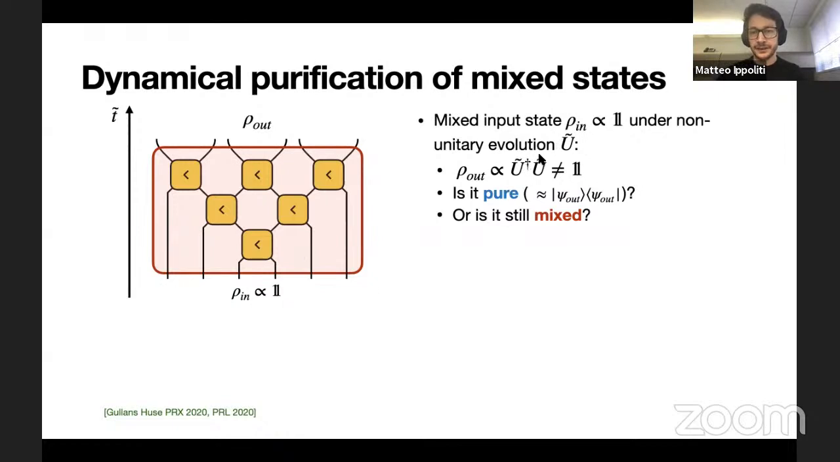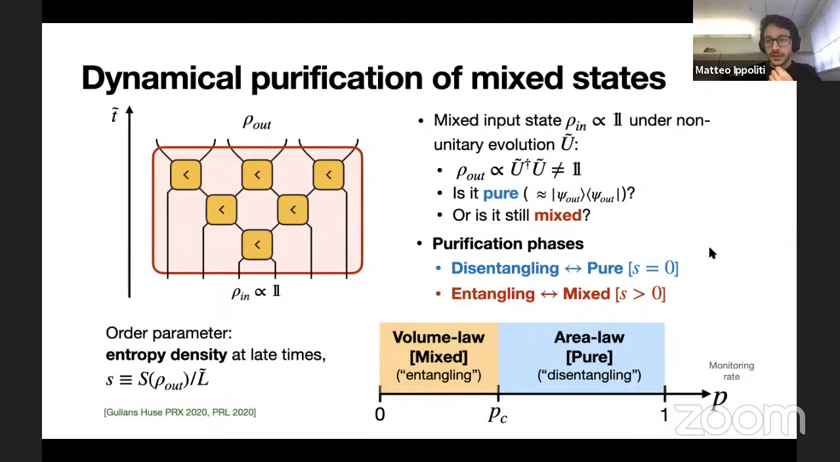And because the U twiddle is not unitary, the output state, which is U dagger rho U, ends up being not necessarily the identity, precisely because the evolution operator is not unitary. But the question is, do you get a pure state, so something like a projector on a single state, or do you still retain some finite entropy density? Do you still have a strongly mixed state in the output? And it turns out that the answer to the question leads to a sharp phase structure for these dynamics. So there is a pure phase where the answer is that yes, you quickly converge to a pure state, and there is a mixed phase where instead you maintain finite entropy density for very long times.